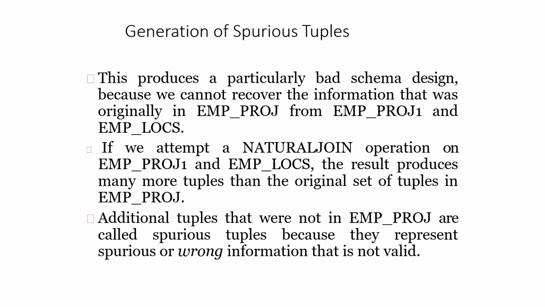So if we attempt a natural join operation on employee project 1 and employee logs, the result produces many more tuples than the original set of tuples. So this natural join will also not work, because it will result in various other tuples that are not needed and that are not in the original set of tuples. Additional tuples that were not in employee project are called spurious tuples because they represent spurious or wrong information that is not valid.